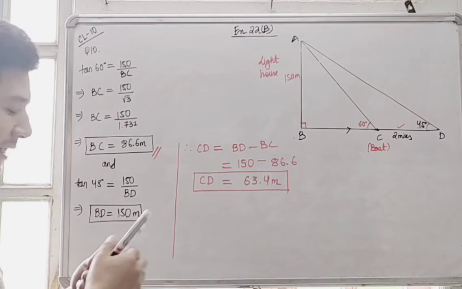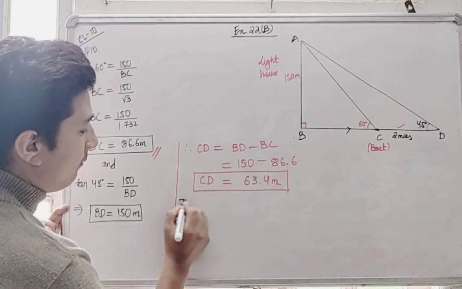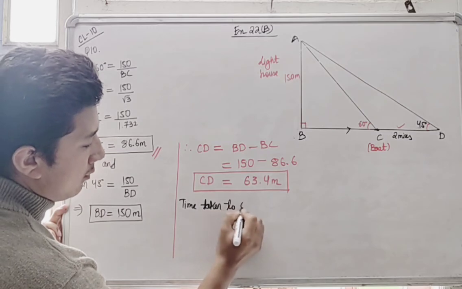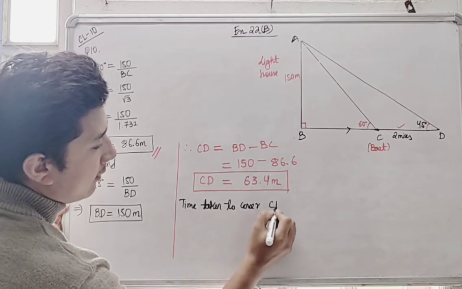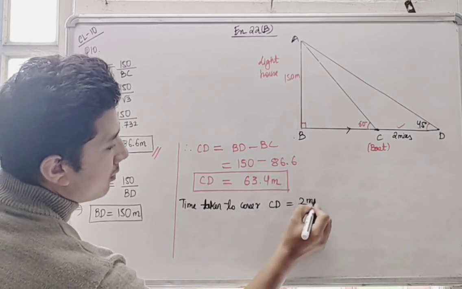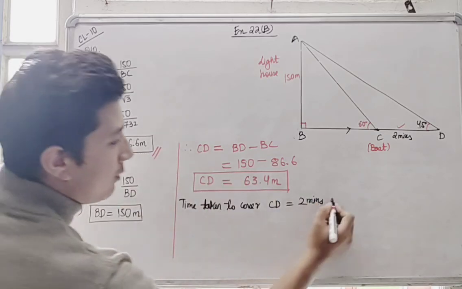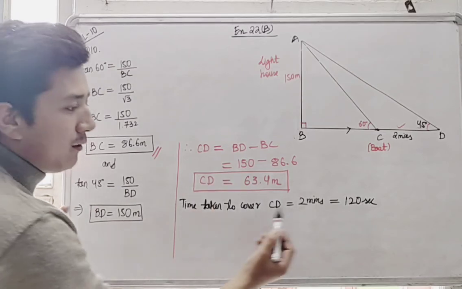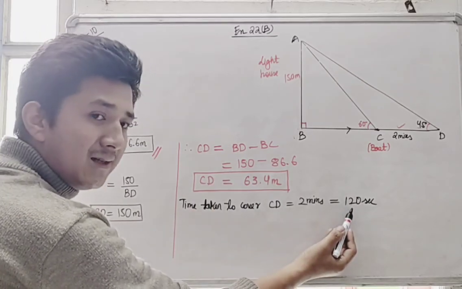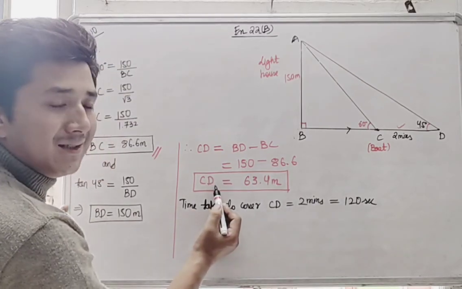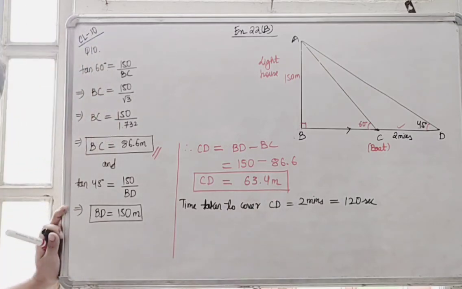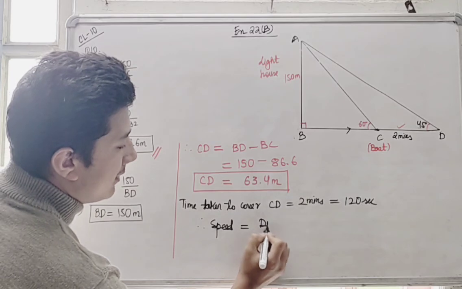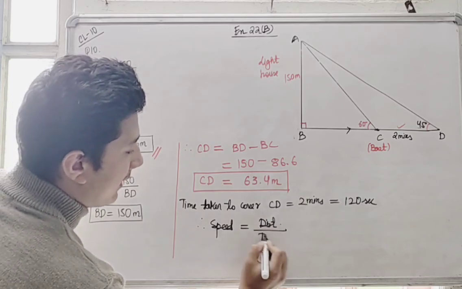And how much time is taking to cover from C to D? 2 minutes. So time taken to cover CD is 2 minutes. Now 2 minutes means 120 seconds. So to cover CD, it takes 120 seconds. Distance between C and D is 63.4. Therefore, can I find the speed? Obviously. So speed equals distance over time.